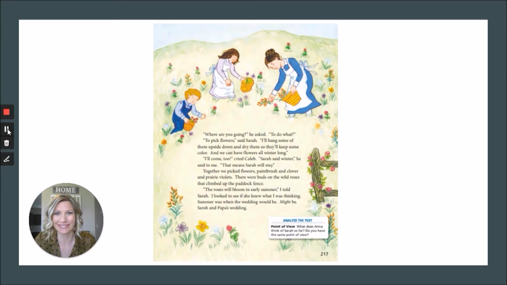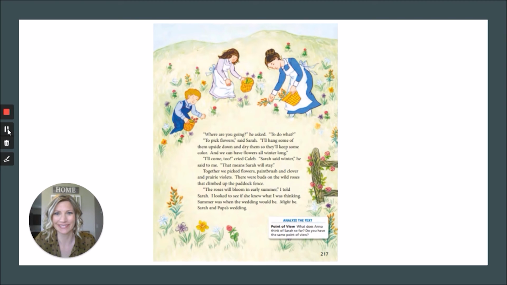"Where are you going?" he asked. "To do what?" "To pick flowers," said Sarah. "I'll hang some of them upside down and dry them so they'll keep some of the color. Then we can have flowers all winter long." "I'll come too," cried Caleb. "Sarah said winter," he said to me. "That means Sarah will stay."